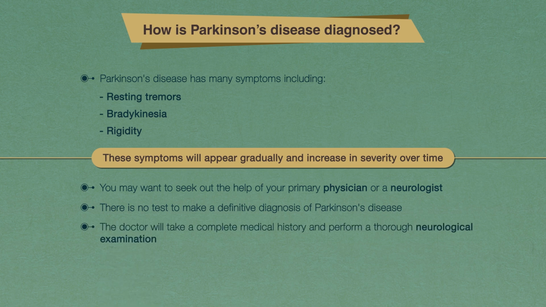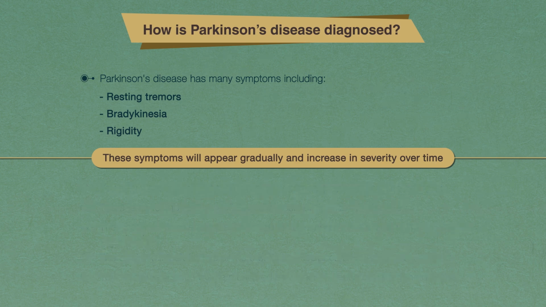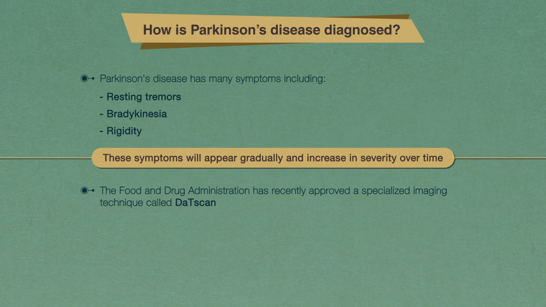Instead, the doctor will take a complete medical history and perform a thorough neurological examination. The doctor will look for 2 or more of the particular cardinal signs to be present. Prescription medications used to treat PD may also be prescribed, and your body's response will be monitored as further evidence of having the disease. The Food and Drug Administration has recently approved a specialized imaging technique called DAT scan. This scan allows the doctors to capture detailed pictures of the dopamine system in the brain. The DAT scan alone cannot diagnose Parkinson's disease, but it can help confirm a physician's clinical diagnosis.